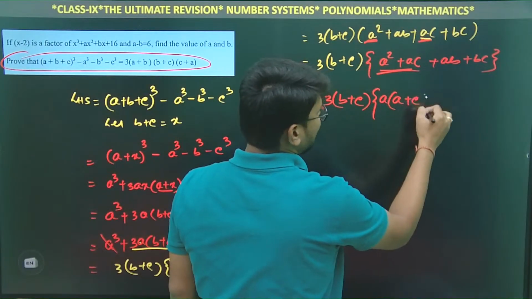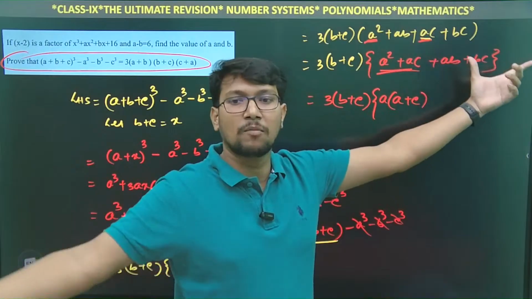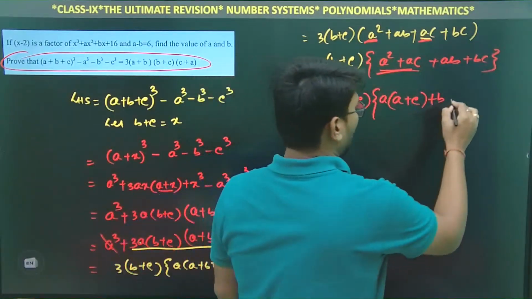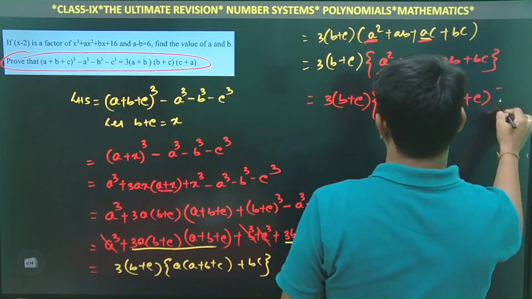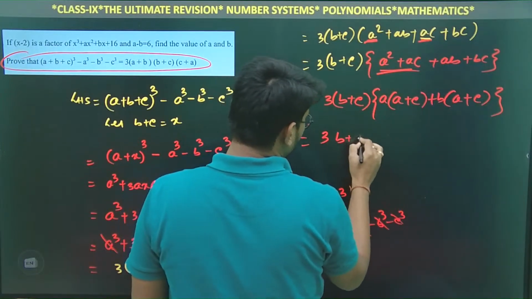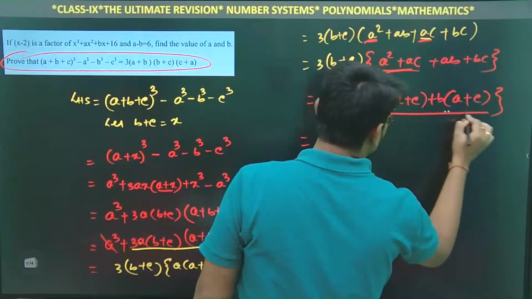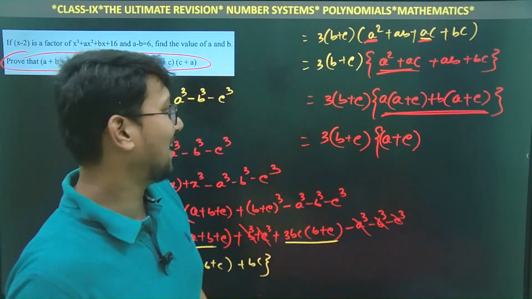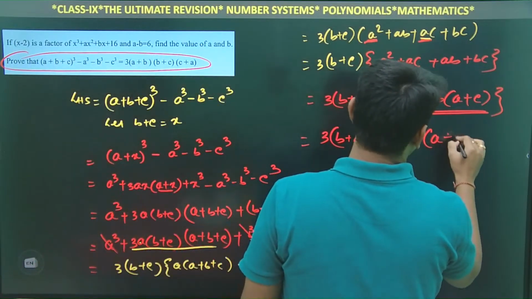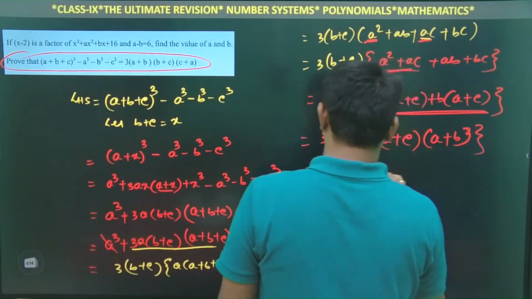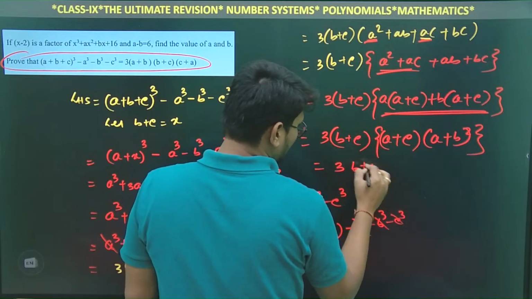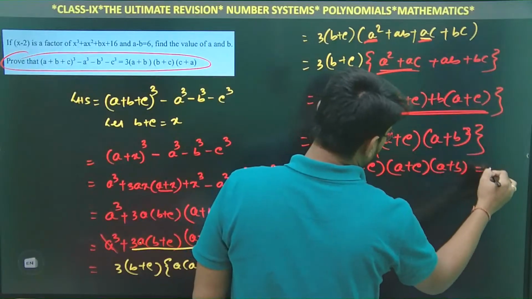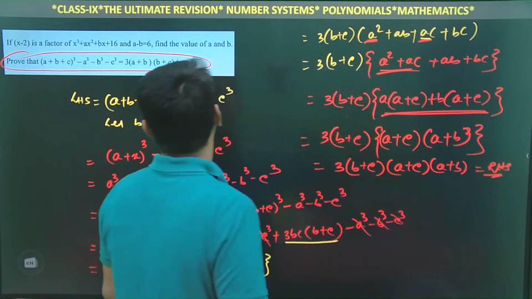Left what? a plus c. Similarly, from these two, what is common? It is b, plus b. So what is left? a plus c. Right? So therefore 3 into b plus c, from these two, what is common? a plus c, whole multiplied by a plus b. Now our work is over or not? So 3 into b plus c into a plus c into a plus b. Is that the RHS? RHS clear? Proved. Okay?